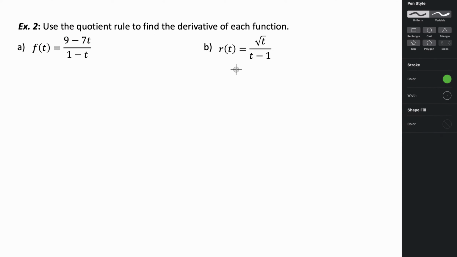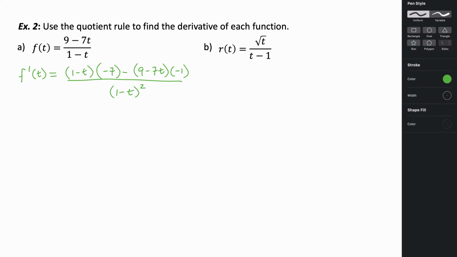So we want to use the quotient rule to find the derivative of each function. So the first function we're going to take the derivative of is f of t. So f prime of t equals, so it's the denominator function, 1 minus t, times the derivative of the numerator. The derivative of 9 is 0, and then of negative 7t is just negative 7, minus the numerator function, 9 minus 7t, times the derivative of the denominator. Again, that's just going to be negative 1, because the derivative of 1 is 0, and we have that there. All of that divided by our denominator function squared.